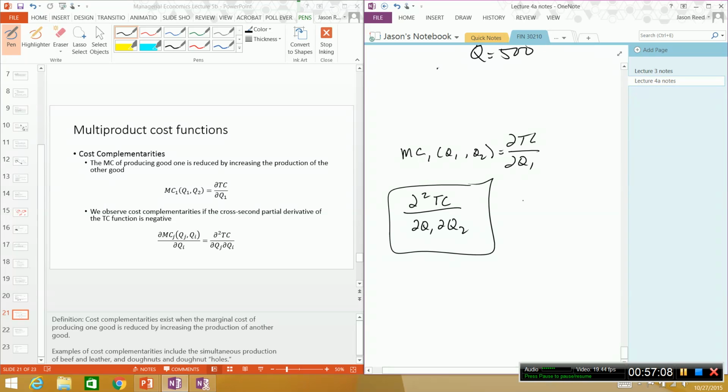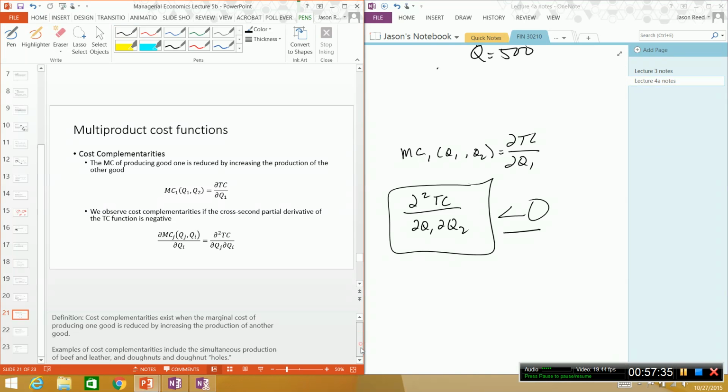If this is less than 0, then we observe cost complementarities. Essentially this means that with our marginal cost, as we increase the amount of Q2, did our marginal cost change? Did it go down? If it went down, then we have cost complementarities. We talked about these a little bit. This is creating beef and leather. This is creating donuts and donut holes. This is creating wine and grappa. These are the cost complementarities that we want to speak of.